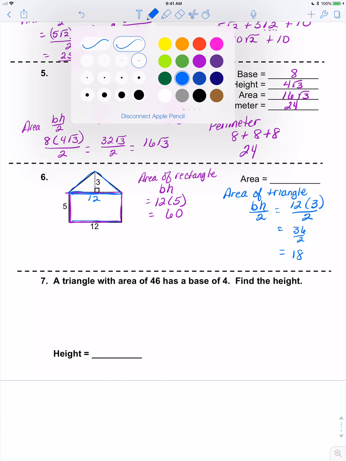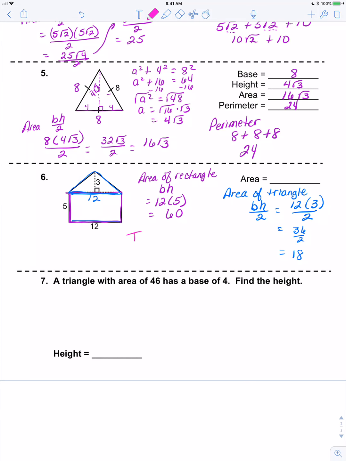So to find the total area, it is the area of the rectangle, 60, plus the area of the triangle, which is 18. So add those together and you're going to get 78.